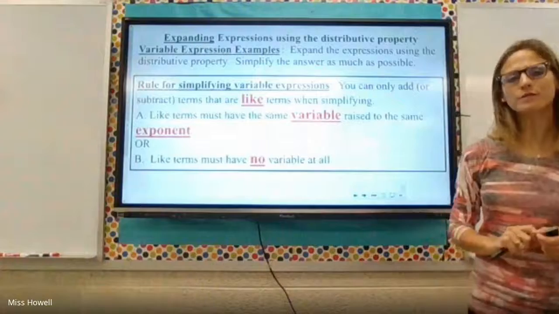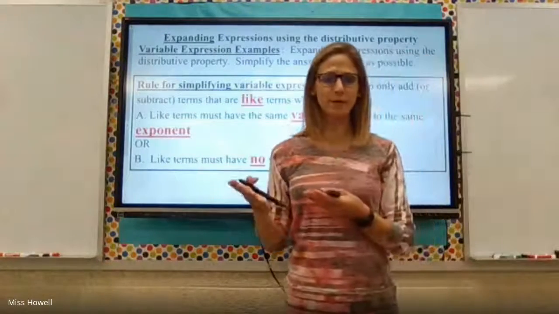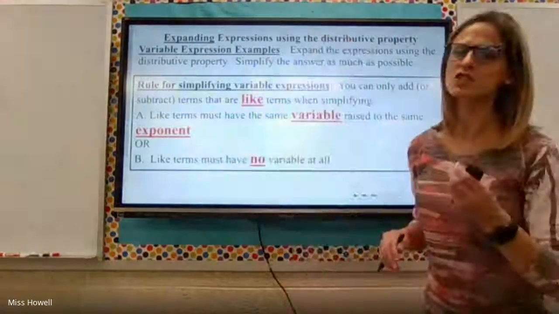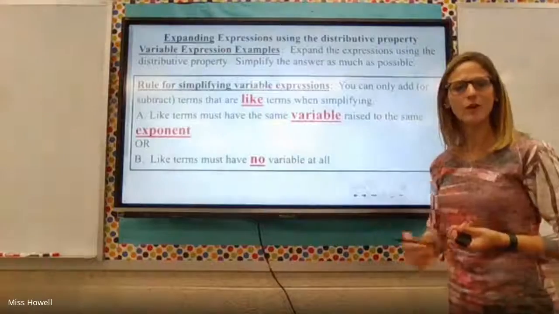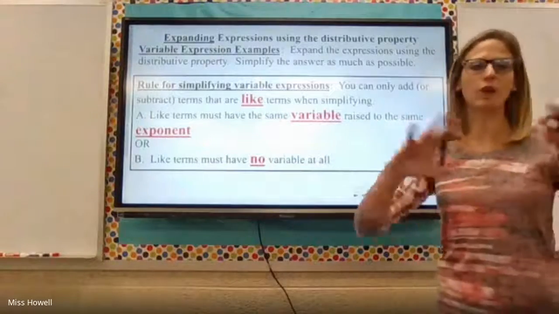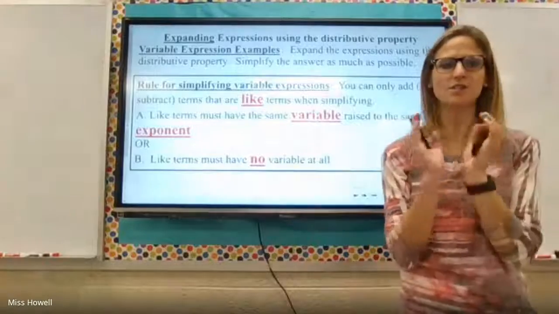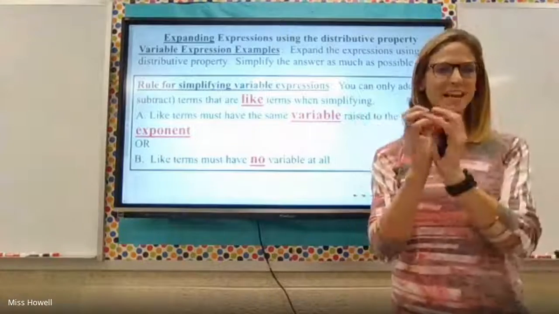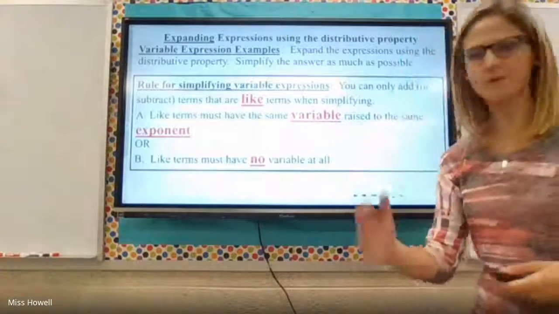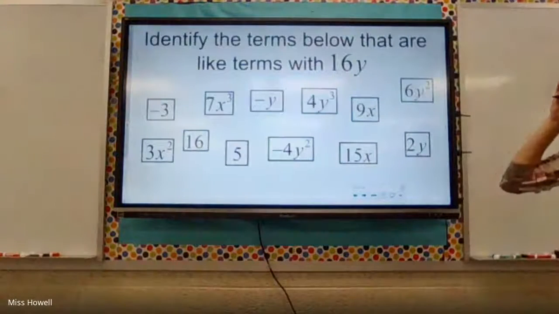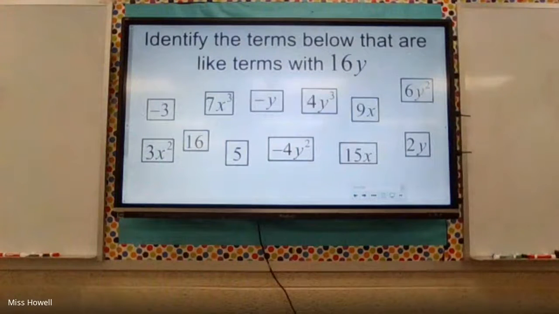And then the other test would be, is it just a number with no variable at all? Because if it's just a number with no variable at all, it's like terms with every other just number. Positives and negatives, decimals, fractions, as long as it's just a number, it goes in a category with other things that are just numbers.